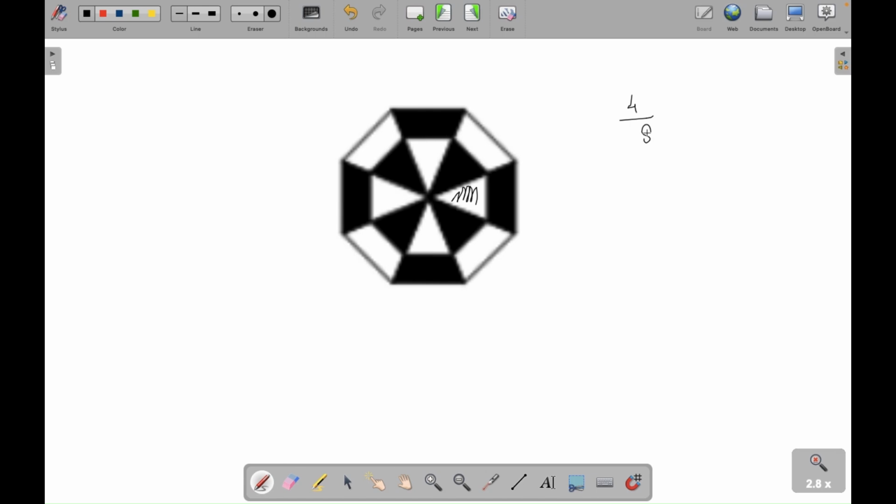Right? So it is 4 by 8, which becomes, so again they have something in common. So 4 divided by 4 and 8 divided by 4. So 4 divided by 4 is 1 and 8 divided by 4 is 2. Okay.